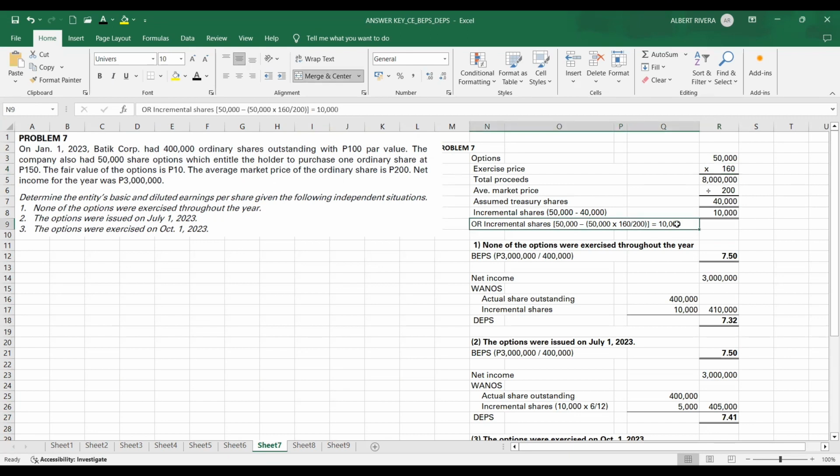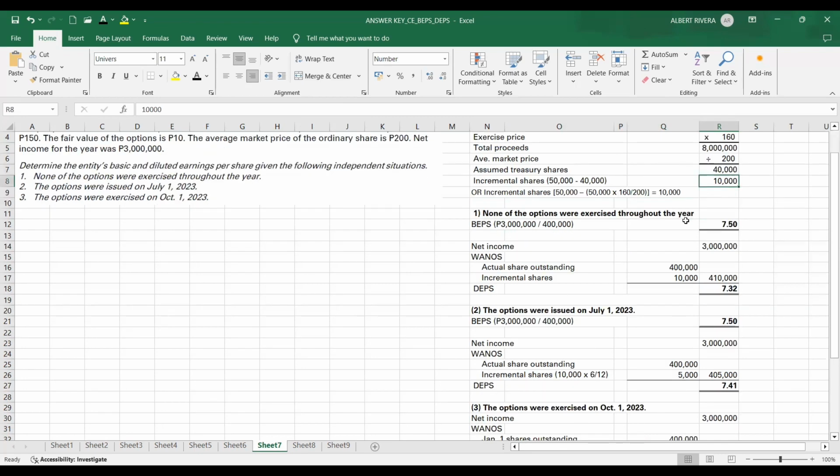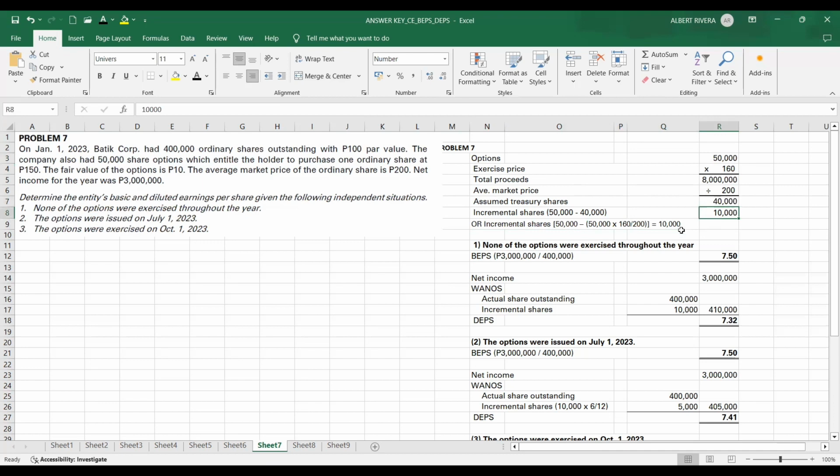Makukuha mo incremental shares. Coming from the expanded formula, 50,000 times the exercise price of 160, which is 8 million divided by the market price of 200, that is 40,000. So 50,000 options minus 40,000, there is a 10,000 incremental shares. Okay? So, gagamitin natin yan dito.